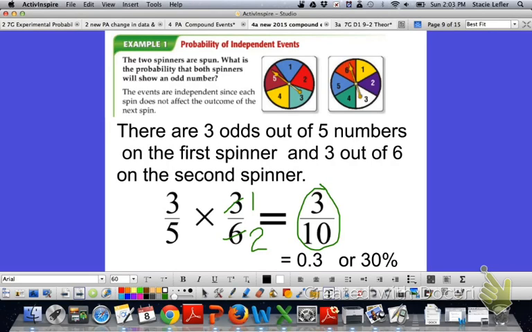On the first spinner, there are 3 odd numbers out of 5 total numbers. On the second spinner, there are 3 odds out of 6 numbers. So we multiply those two separate probabilities, and remember, you can simplify before multiplying any numerator with any denominator. Multiply your numerators straight across and your denominators across to get 3/10. 3/10 can also be written as the decimal 0.3, and that is also 30%.